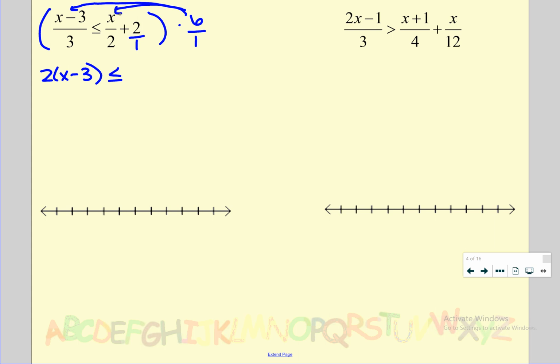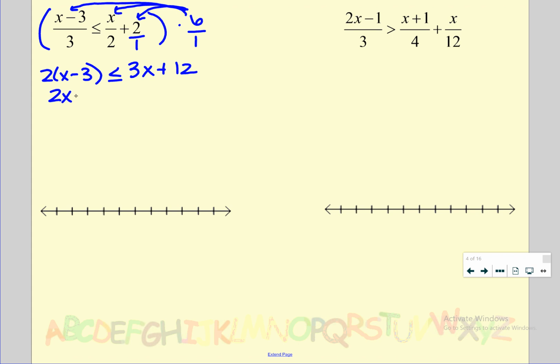6x over 2, which reduces to 3, and then there'll be an x. And then finally, 6 times 2. Nothing reduces there, but we can do 6 times 2. We get 12. Okay, so you don't have to do this step. You can solve it with the fractions, but I think it's a lot nicer when you get the whole numbers. From there, then, we just solve as usual.